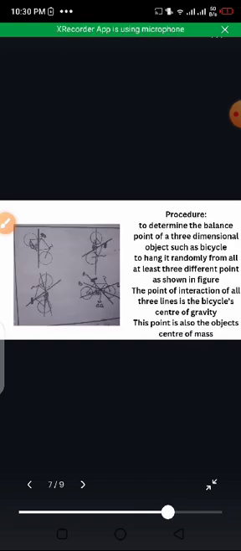Now, the procedure for irregular objects: determine the balancing point of a three-dimensional object. In this case, we can consider a bicycle. We can hang the bicycle randomly from at least three different points as shown in the figure. The point of intersection of all these three points in the bicycle is the center of gravity. This point is also called the center of mass.